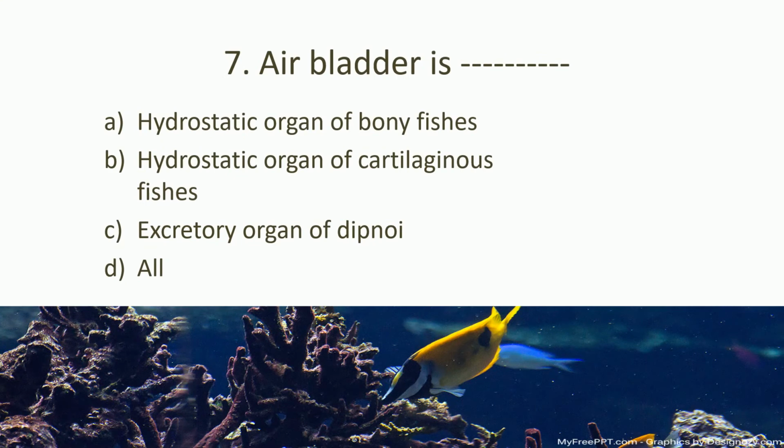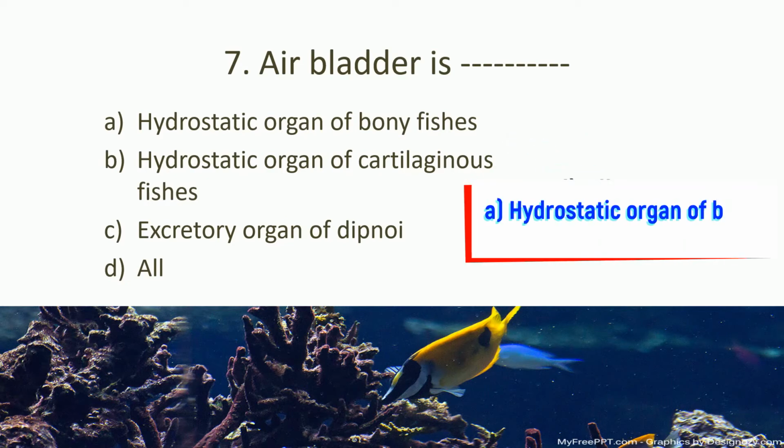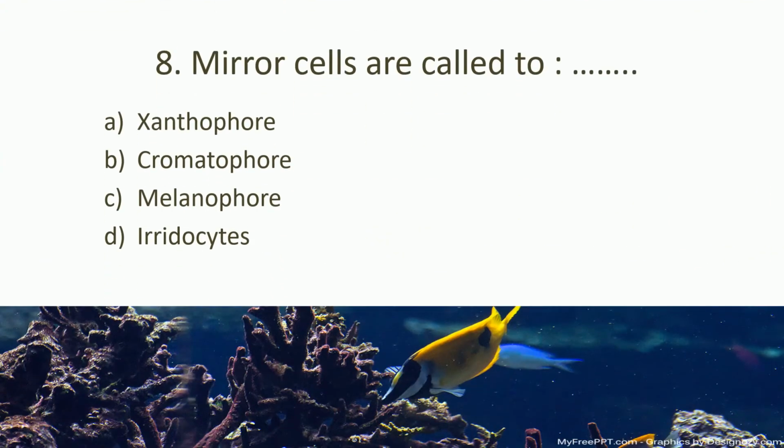Seventh MCQ, air bladder is dash. A option, hydrostatic organ of bony fishes, B, hydrostatic organ of cartilaginous fishes, C, excretory organ of dolphins, and D option is all. And the right answer is A, hydrostatic organ of bony fishes. Eighth, mineral seals are called as xanthophores, chromatophores, melanophores, and iridocytes. The right answer is iridocytes.